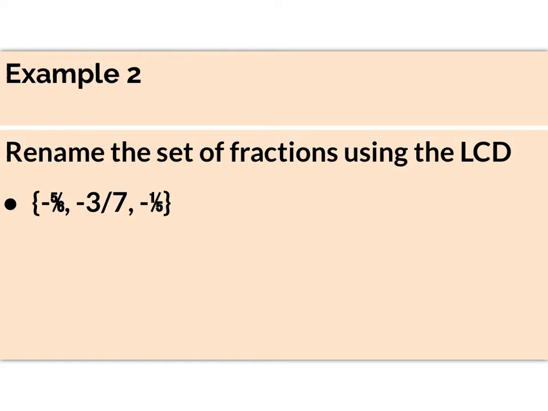Let's look at our second example. We have a set of fractions: 5 over 6, negative 3 over 7, and negative 1/5. Okay, so now what are we looking for here? We're looking for the lowest common multiple of the denominators. So we do 5, 6, and 7, and we run through it.